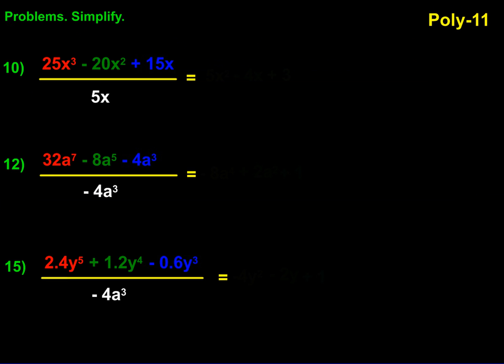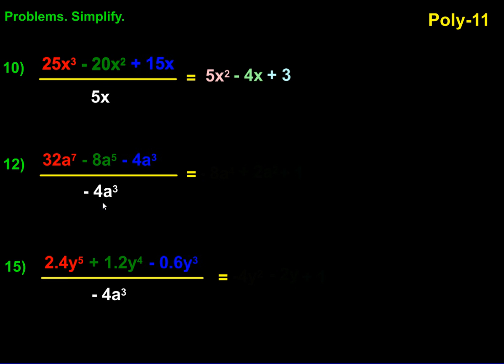Alright, let's take a look at questions 10, 12, and 15. And we're going to simplify these problems. So we're going to divide 5x by 25x to the third. So we're going to divide the coefficients and subtract. And that's going to get us 5x to the second. Then we're going to divide the coefficients for negative 20x to the second and subtract. And that gets us negative 4x. And then we divide 5x by positive 15x. And that gets us plus 3.